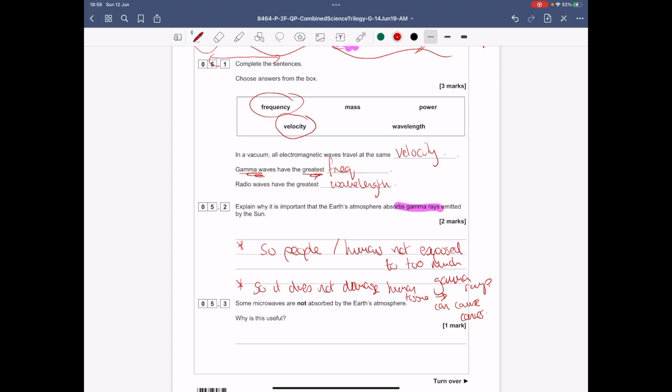Okay, some microwaves are not absorbed by the Earth's atmosphere. Why is this useful? Well, microwaves, if we think back to their uses and how we use them, they're used in communication. For example, satellite communication, but even mobile phones. That is how our signals go up into the atmosphere, bounce off a satellite, come back down to the receiver, and they would use microwave radiation. So microwaves can pass through the atmosphere.